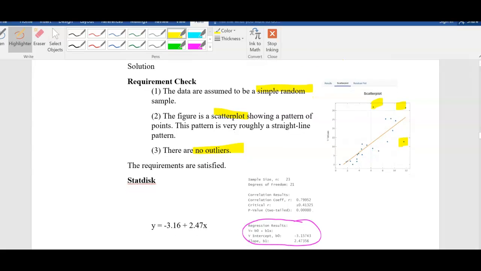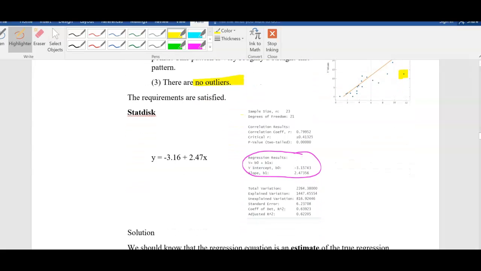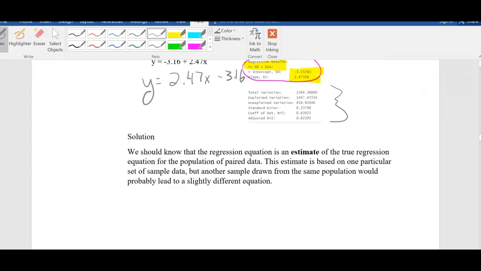All right, so now when we type this into StatDisk and we go to our regression coefficients, so analysis, correlation, and regression, and we do our 2 data points. We're going to have x be your foot and y be your height. Type that in and we find our b sub 0. All right, so we got the negative 3.1 and the 2.4. I prefer this written as y equals 2.47x minus 3.16, but you can do it the other way. It is not wrong. We're going to be learning what all of these values mean and these values help us decide how well this goes.